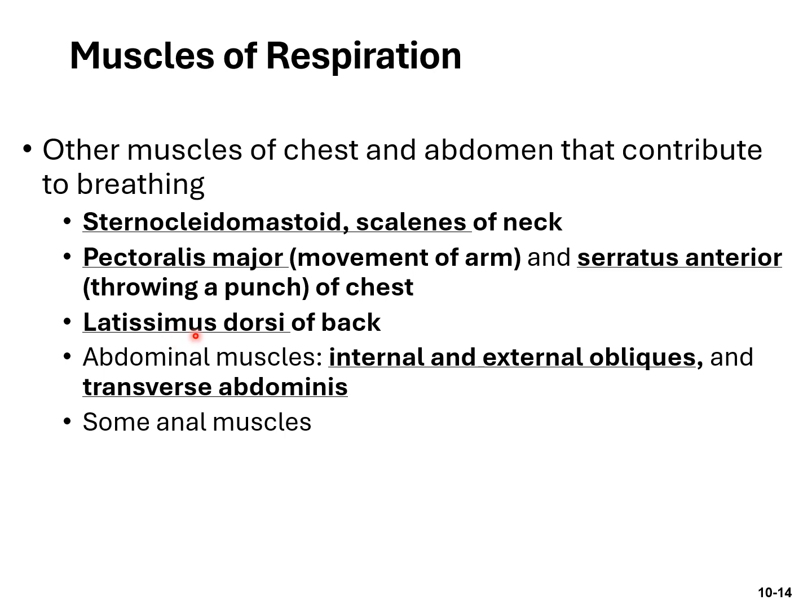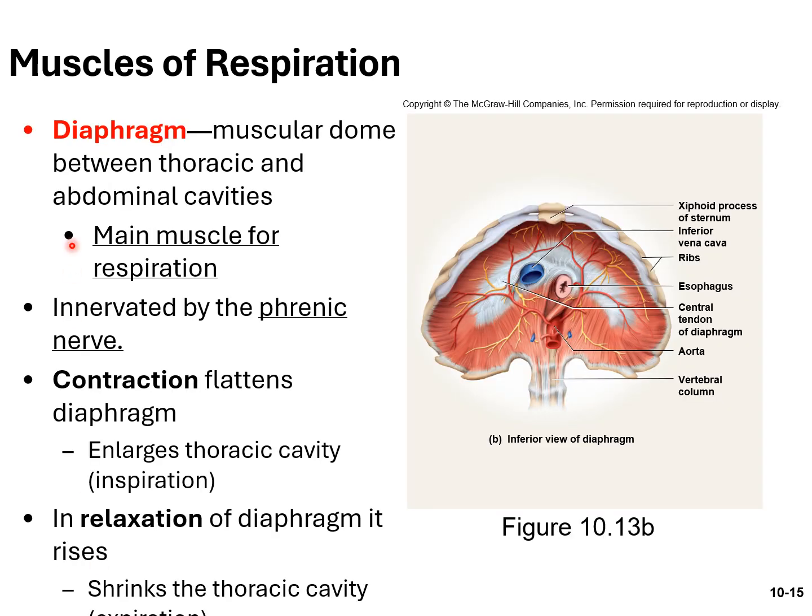Latissimus dorsi, which is on the back, it's going to be on the other side of your chest, and the latissimus dorsi is also going to help keep everything stable. Internal and external abdominal obliques and the transverse abdominis are all going to help out with breathing. Diaphragm, like I said, the main muscle for respiration. You might have memorized in a lab class or another class in the past that the cervical nerves that innervate the diaphragm are C3, 4, 5. So the mnemonic is C3, 4, 5 keeps you alive.